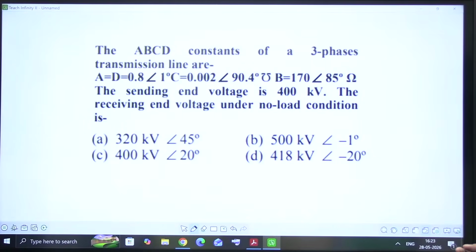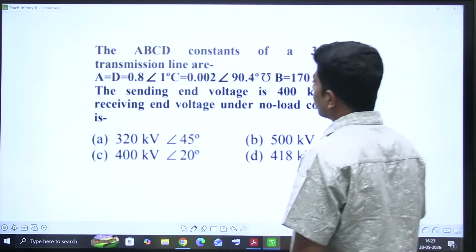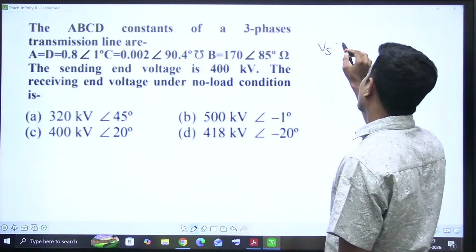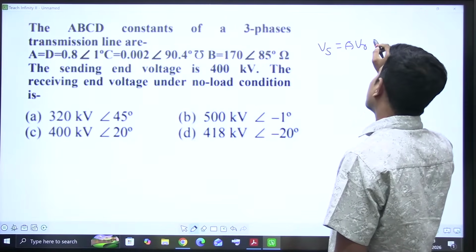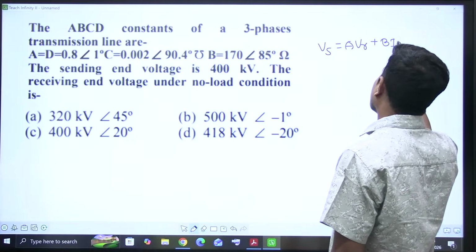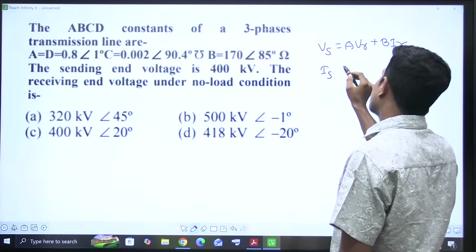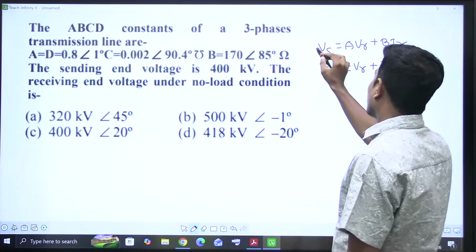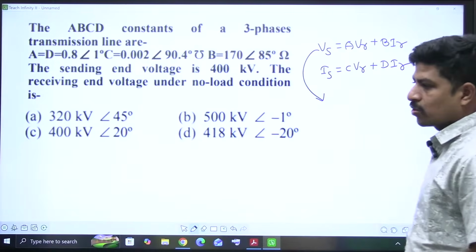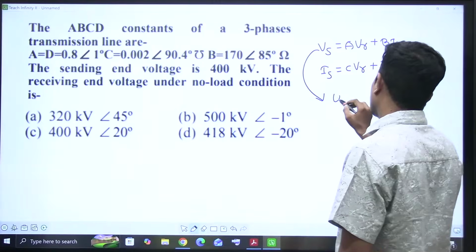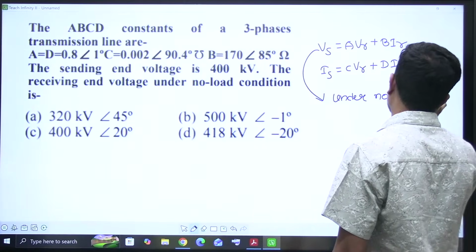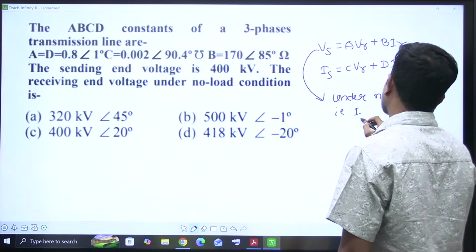Right? The sending end voltage is 400 kV and the receiving end voltage under no load condition. See, it's a very simple question. Even if you are not remembering anything, you can remember this at least: Vs is equal to A VR plus B IR. From the same, Is is equal to C VR plus D IR. Now observe carefully. Under no load means IR is equal to 0.